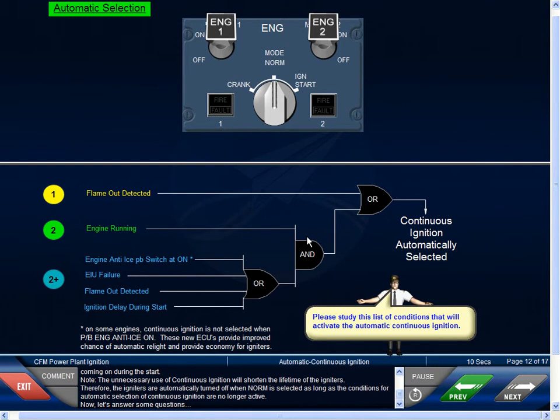Therefore, the igniters are automatically turned off when norm is selected as long as the conditions for automatic selection of continuous ignition are no longer active.